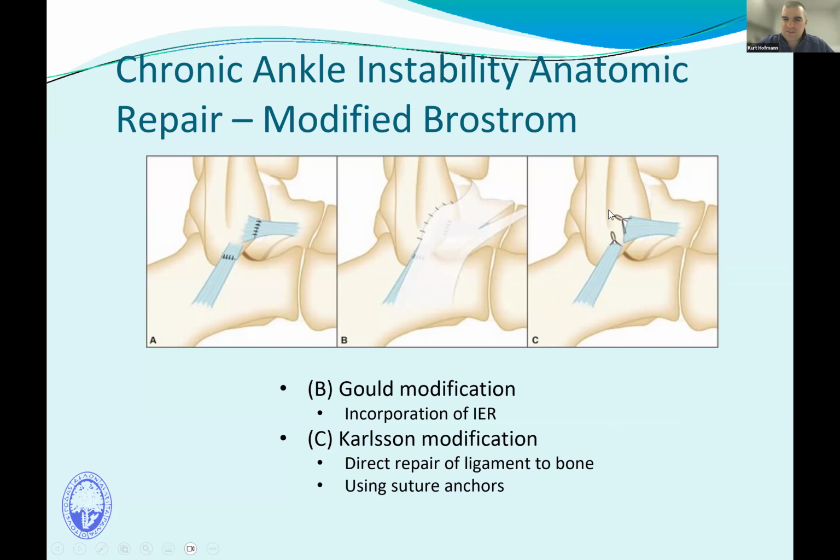The next modification was from Dr. Carlson and panel C here. This is actually when suture anchors were invented, and so the anchors then were drilled into the bone. That gave it more bone stability because you had an anchor for the sutures. The sutures were then passed through the ends of the ligament tissue, which tends to be a stronger tissue, and then they were repaired back to the bone directly.